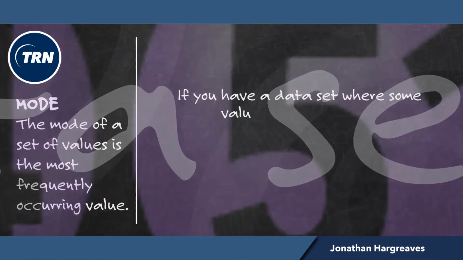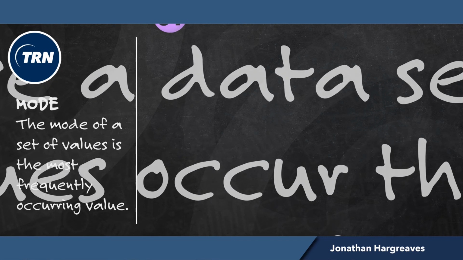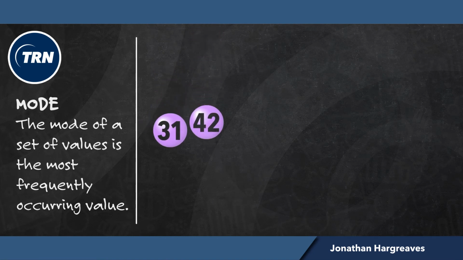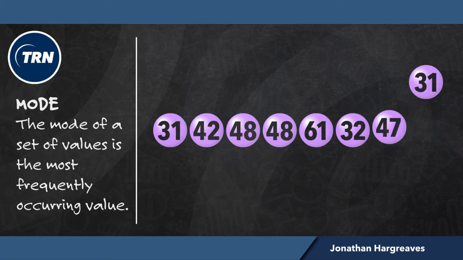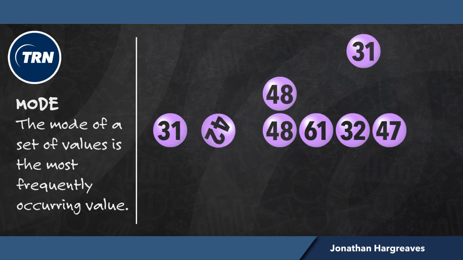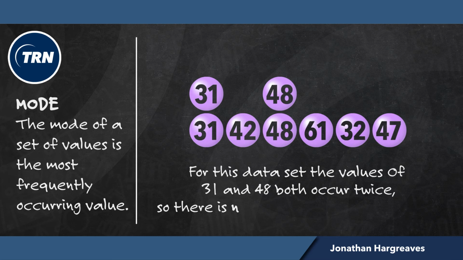If you have data where some values occur the same number of times, then you would say that your data set does not have a mode. So let's have a look at that example. Let's write down the numbers 31, 42, 48, 48, 61, 32, 47, and 31. So we can see from this set of data that the values 31 and 48 both occur twice. So here there is no mode for this data set.